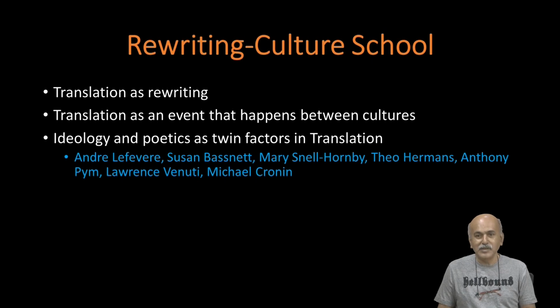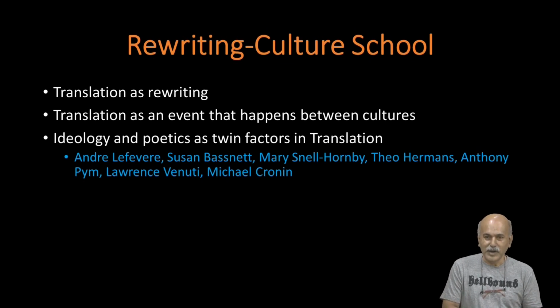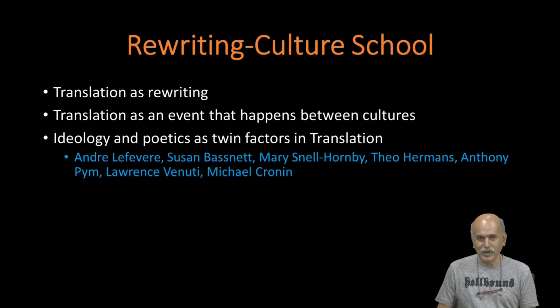But this group of translation scholars in the rewriting culture school visualized translation essentially as a form of rewriting. It cannot but be rewriting. And they also said that translation happens not between languages, but between cultures. And why was translation a form of rewriting for those scholars? Because there were two factors at work, ideology and poetics, which could not be the same for two cultures.